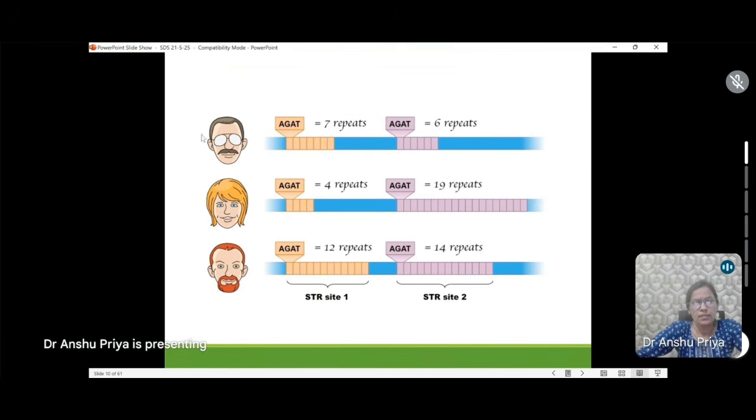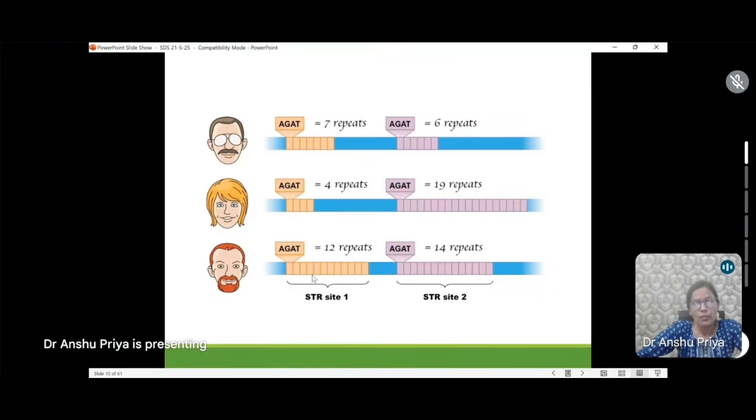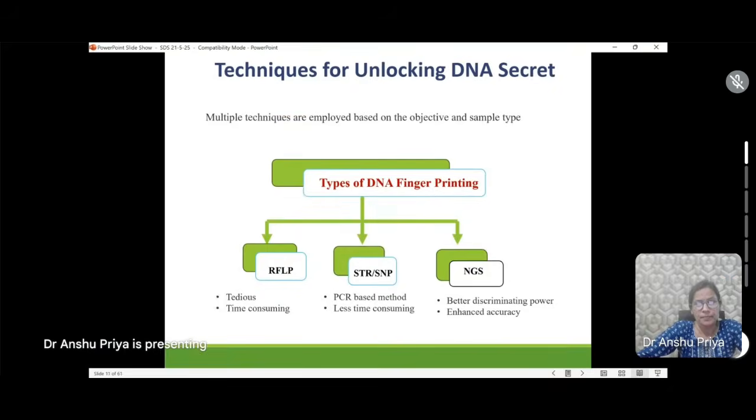So let's say here are 3 people, and I would like to see the repeats at 2 different sites. At the same site, we are looking at the same tetranucleotide repeat, that is, the STR repeat, repeated 7 times in that person, but at the same site in another person, it is repeated 4 times. In another, it is 12 times. So the number of repeats is not the same in any individual at any site. That is the basis of DNA fingerprinting.